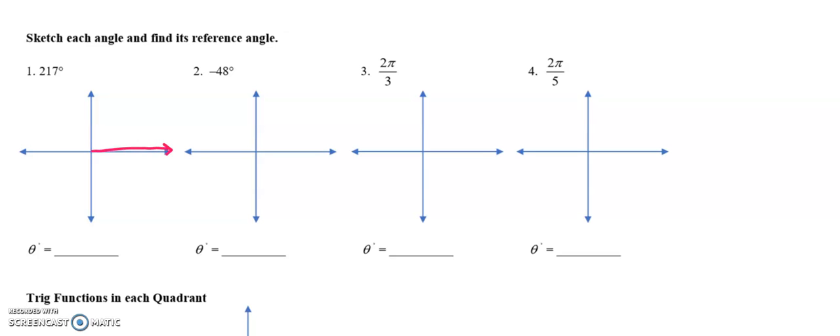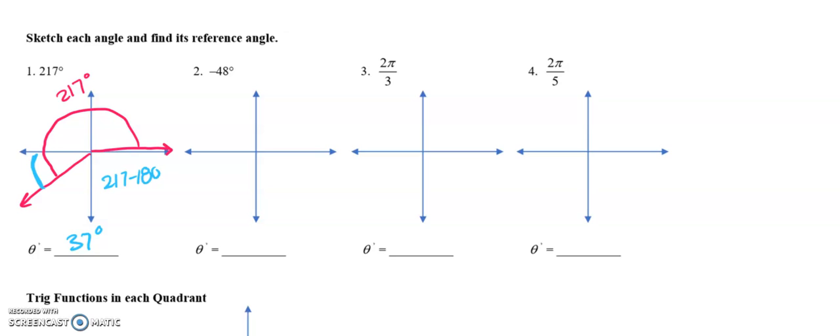Here's my initial side, 217 past 180, somewhere down here in quadrant 3. So this is 217. My reference angle is this blue guy, right? Back to the nearest axis. What am I going to do? I went past the 180, so my reference angle is going to be the 217 minus the 180. So I'm left with 37 degrees.